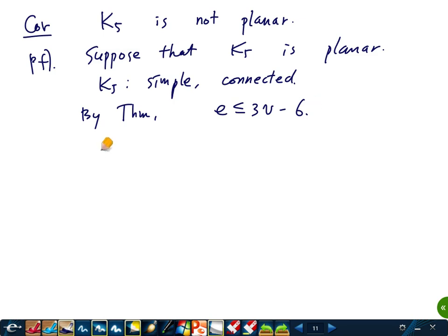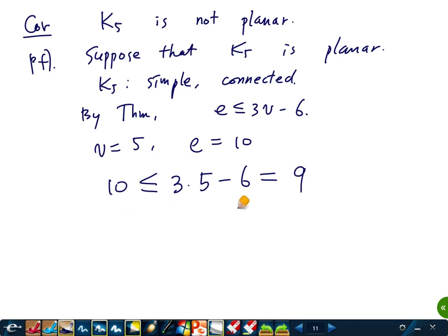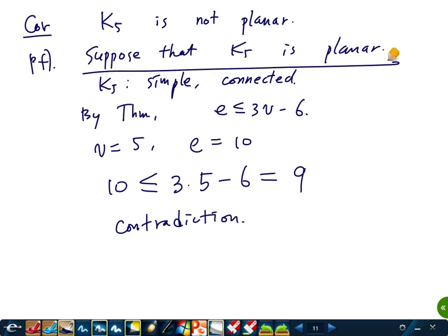But what is E? What is V for this graph? We have 5 vertices. What is the number of edges? 10. Just 5 choose 2 equals 10, right? And just plug this into the equation. So 10 must be less than or equal to 3 times 5 minus 6. This is 15 minus 6, which is 9. This is a contradiction. That means our assumption must be false. So K5 is not planar.